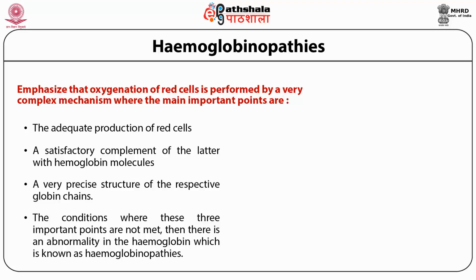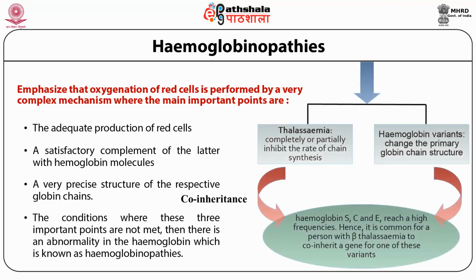then there is an abnormality in the hemoglobin, which is known as haemoglobinopathies. Thalassemia is the term used when the condition completely or partially inhibits the rate of synthesis, whereas variants are termed when there is a change in the structure of the primary globin chain.